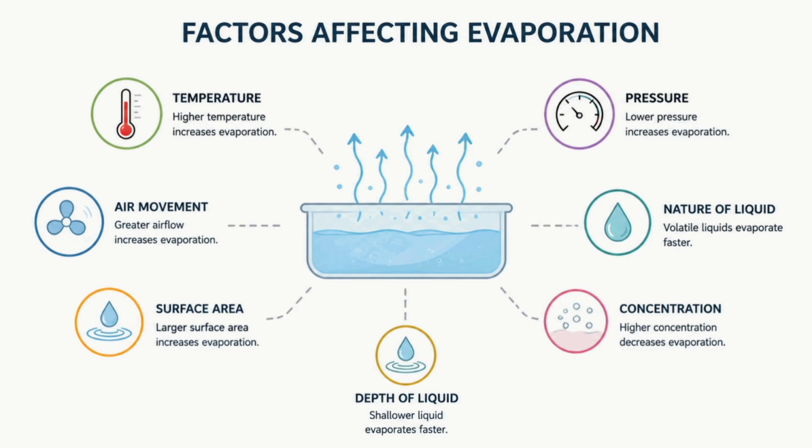The third factor is air movement. Wind removes vapor molecules from the surface and increases the evaporation. That is why wet cloths dry faster under a fan. The fourth factor is pressure. Lower pressure reduces the boiling point and increases the evaporation rate here.